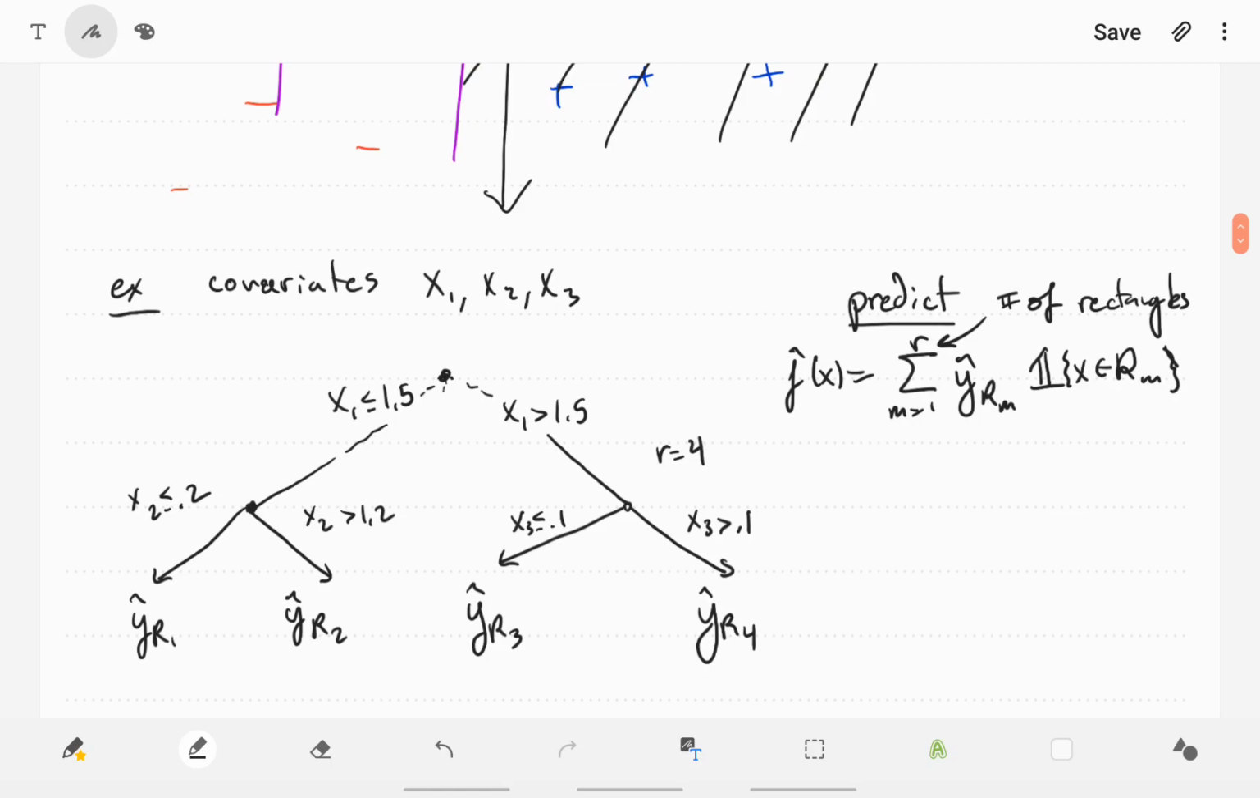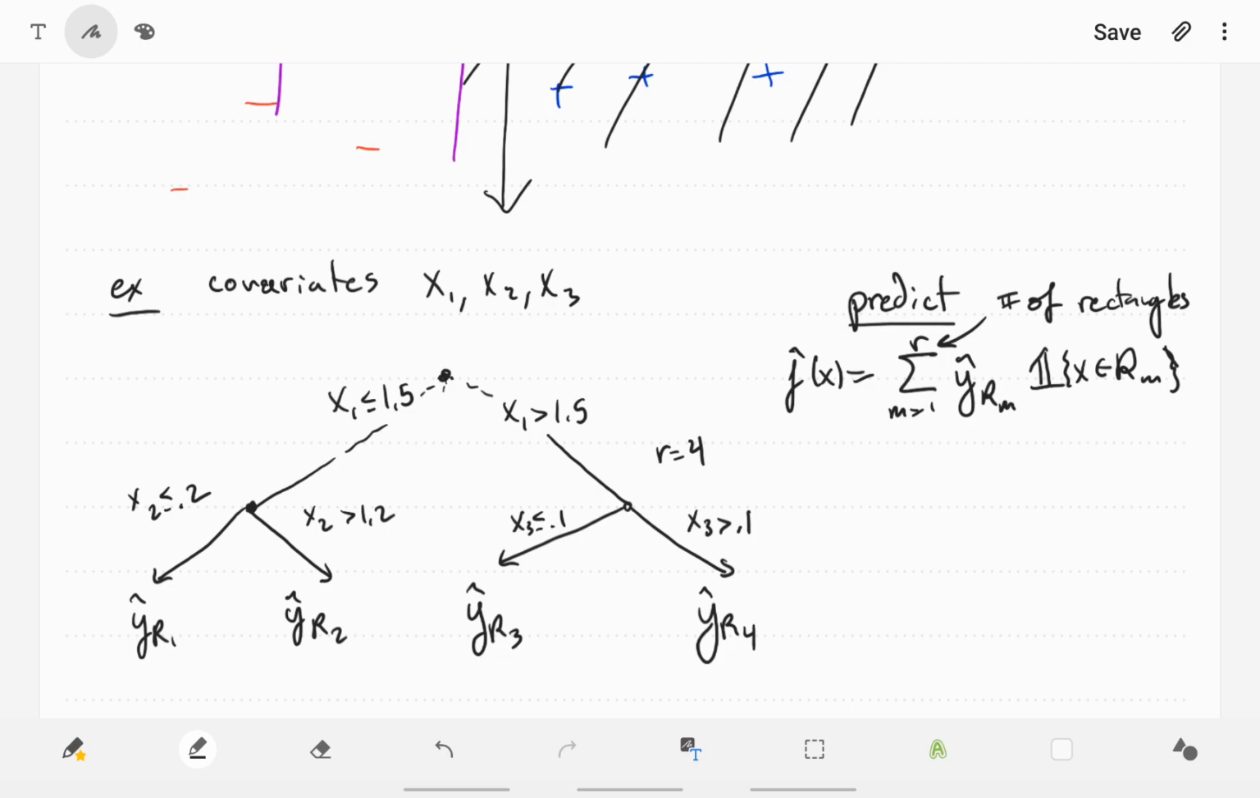Right? And so the idea is that it's actually pretty easy to tell whether x lies within one of these rectangular regions, because you can just feed it through one of these decision trees and first check if x1 is greater than or less than 1.5, and then if it's less than, check if x2 is greater than or less than 0.2, and so on. So it's actually quite easy to do predict. You just have to effectively send this x down to a leaf node of the tree.